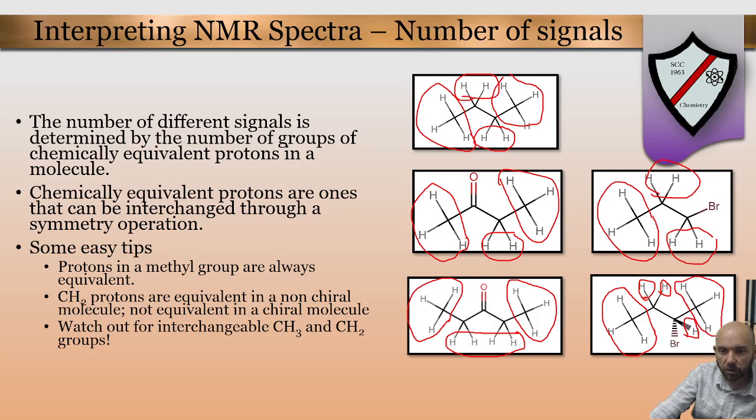So watch out for interchangeable CH3 and CH2 groups like we see here and here, in this case, and these cases, when you have a high symmetry molecule, because in that molecule, all of those protons are chemically equivalent, and you only see two signals. So watch out for those types of cases.